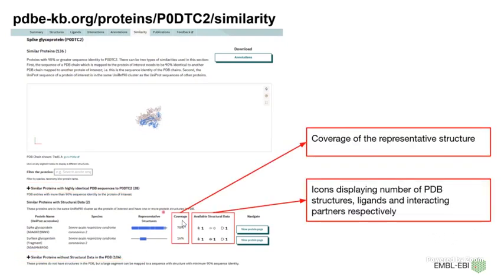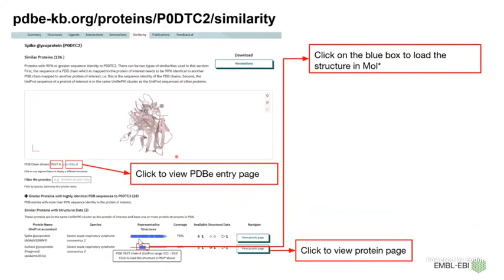For each of these similar proteins, you can see the coverage of the representative structure, and also you can see what is the general structural data available in terms of number of structures or number of ligands and interacting partners, respectively, from these icons. If you click on this blue box over here, you can load the structure in Mol* over here, and you can go to the specific PDBe entry page from this go to PDBe button, and the corresponding protein page for that particular similar protein can be viewed by clicking on this button.